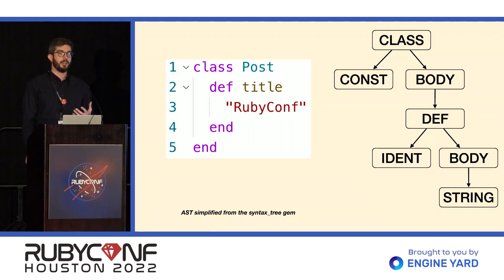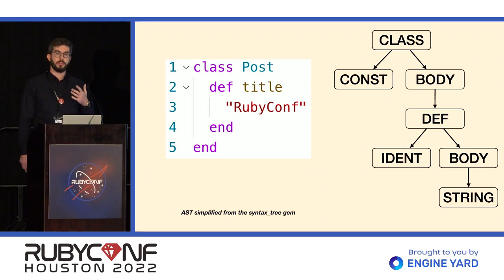So it's kind of like a linked list tree structure that describes everything that's present in that file. In this case, in our post class, we have a class node as the entry point of our AST with two child nodes, the post constant and the body of the class. Inside of that body, we only have a method definition with two child nodes, the title identifier and the body of the method. And finally, inside of it, we only have the string RubyConf.